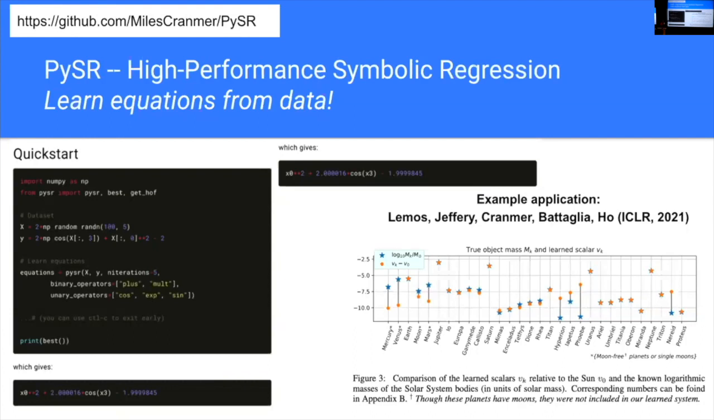And we have one example paper where we rediscovered m1 times m2 over r squared from solar system data, which is pretty interesting. And in this example we also found the planetary masses and the law at the same time. That was a really fun project. Yeah, I'm happy to take questions on this.